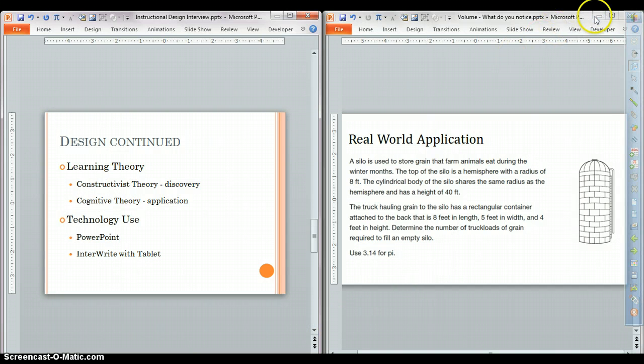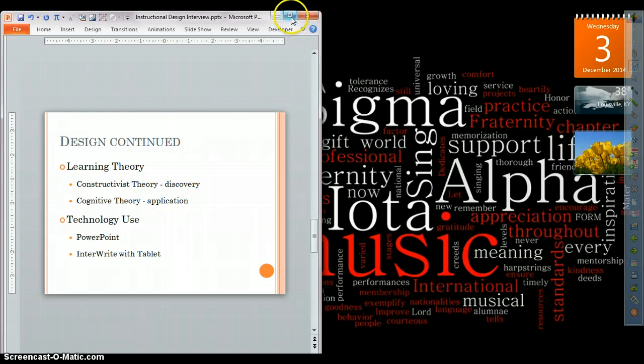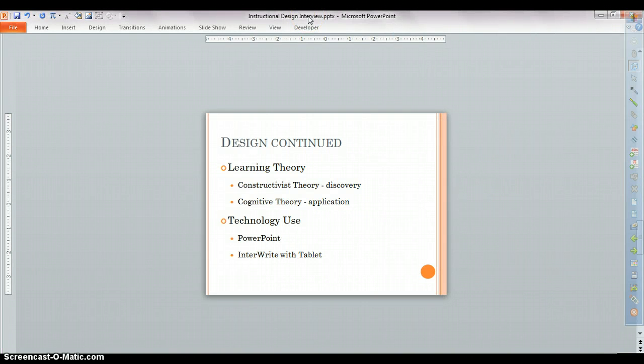This is a constructivist theory based lesson where it's very discovery based. The students are doing the learning themselves. It's not going to be teacher driven, it's going to be student driven. And I think that's very important inside of a math classroom as well. The cognitive theory is also present in the application.